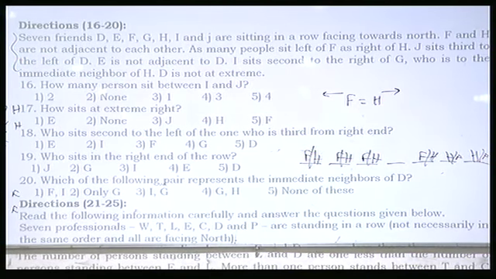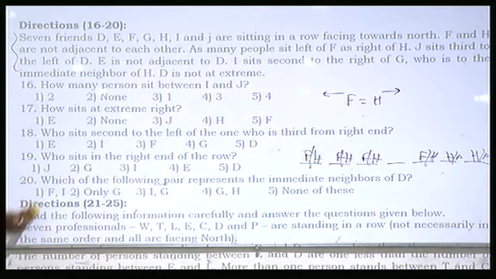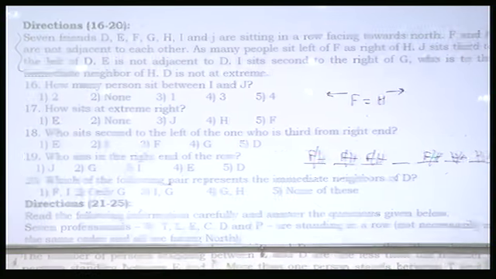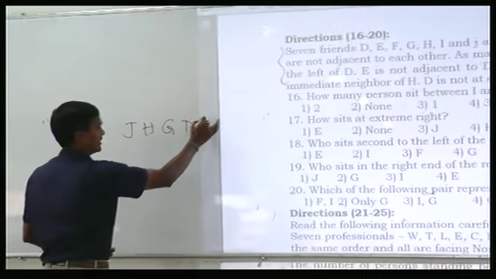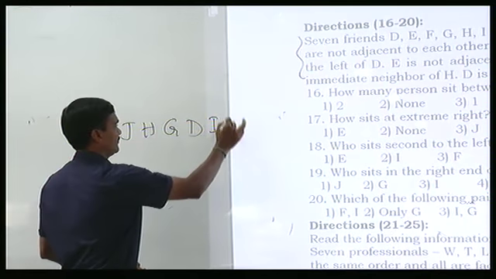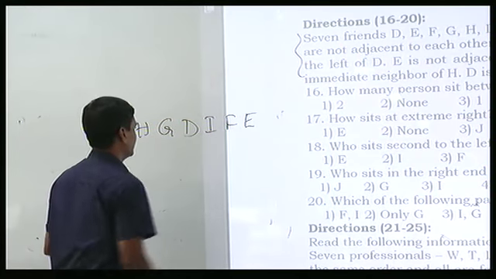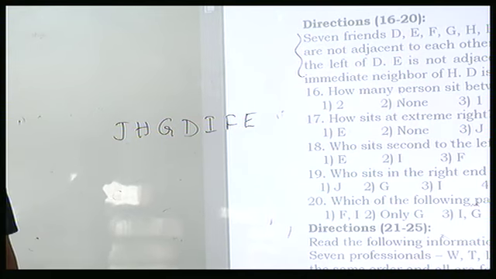J, H, G, D, I, F, E. Now this is the order in which these 7 persons were seated.